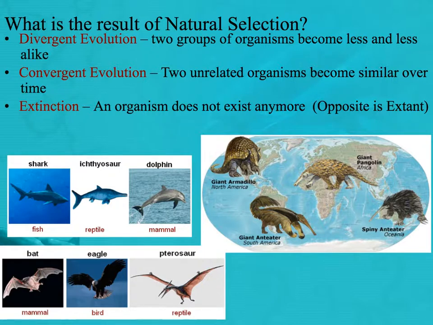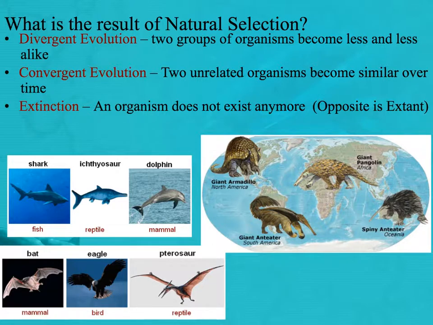convergent evolution. If you look at this dolphin here, which is a mammal, this ichthyosaur, which is a reptile and extinct, and here we have a shark, they have torpedo-shaped bodies. They have dorsal fins. They have pectoral fins. They have tail fins. Similar adaptations for a similar environment.